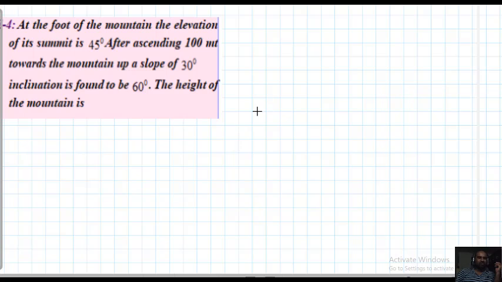Okay, now the next problem. At the foot of a mountain, the elevation of its summit, meaning the highest point in that mountain, is 45 degrees. After ascending 100 meters toward the mountain, up a slope of 30 degree inclination, it is found to be 60 degrees. The height of the mountain is, interesting problem, actually students listen, I want to explain the meaning of the problem. This is the mountain.